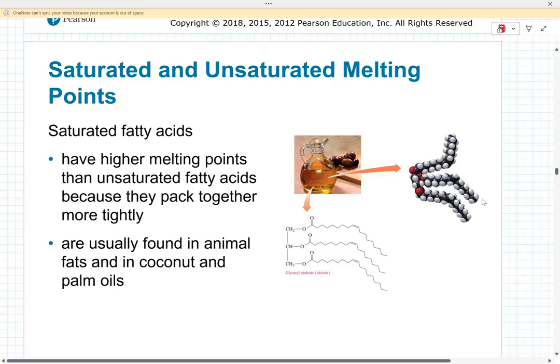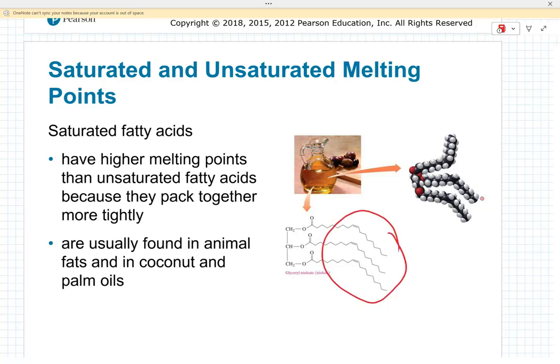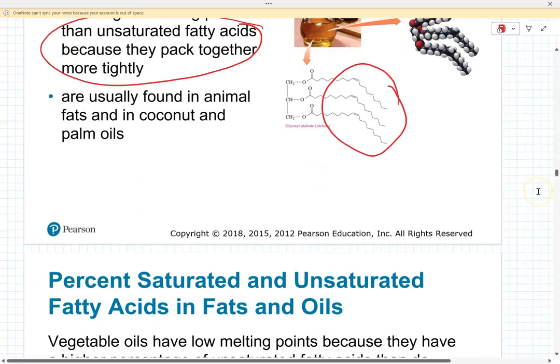We discussed why melting points are different, right? Because this kink prevents the proper folding of the molecules of triacylglycerols, and saturated fats have higher melting points. This is why they are solid at room temperature.